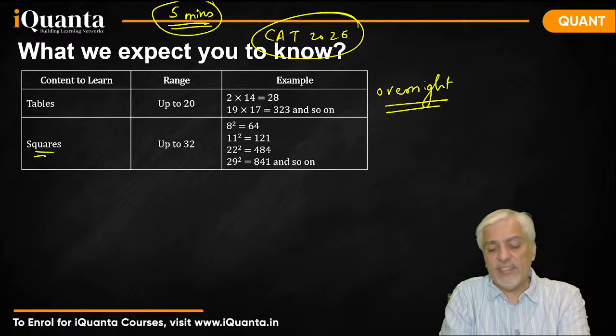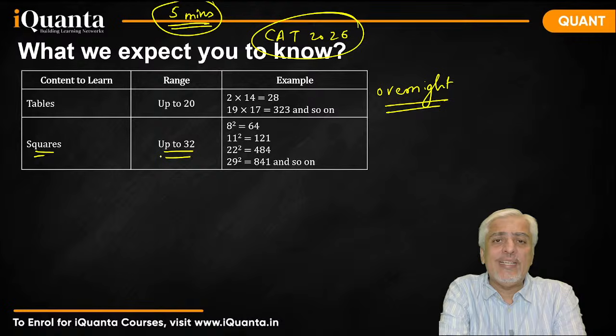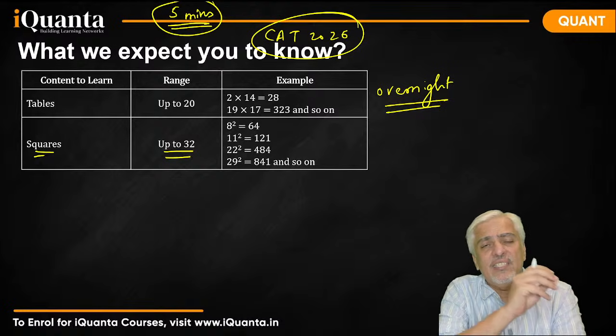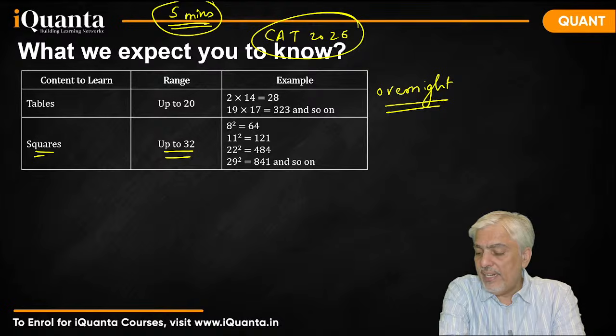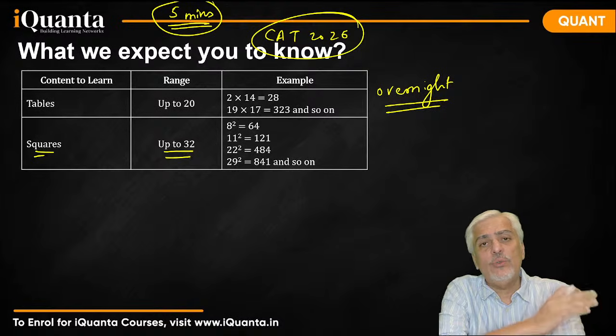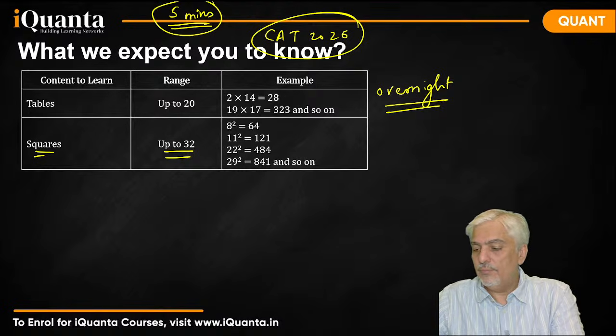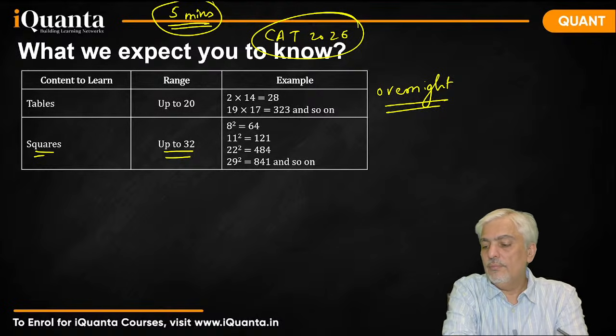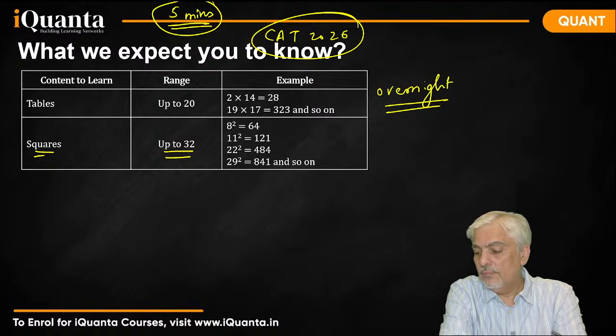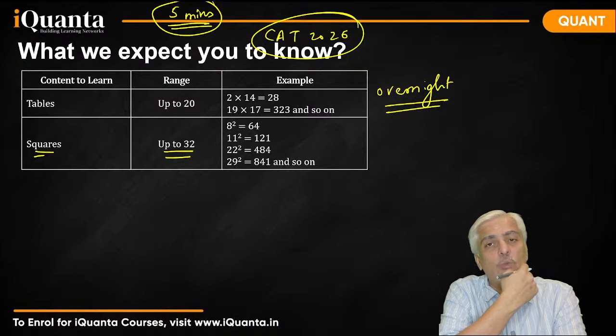Okay? Then I want you to know squares. Squares mein mera thoda weird hai. I want you to know squares up till 32. Kyon aise ek random number, 20 nahi, 25 nahi, 30 nahi? Ye 32 ka kya significance hai? Anybody wants to tell me in the chat? Why 32? What is the significance of 32? What is so weird? What is that different about that number?